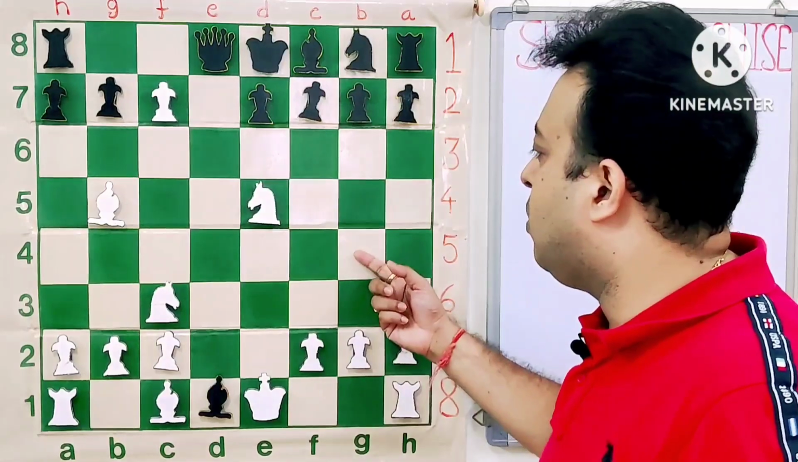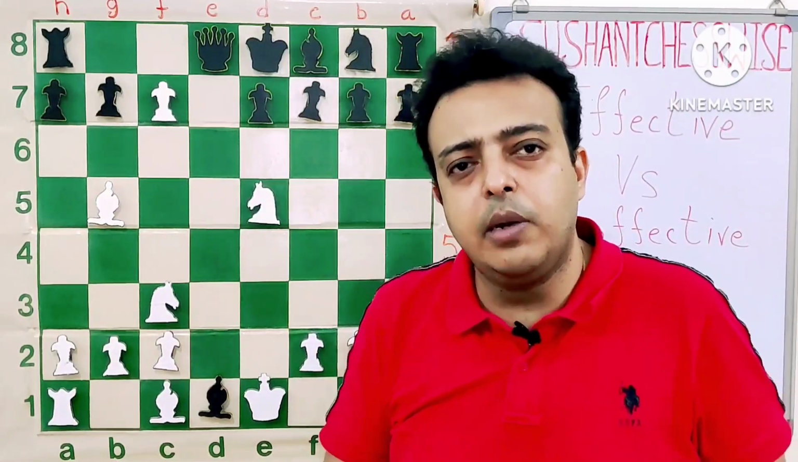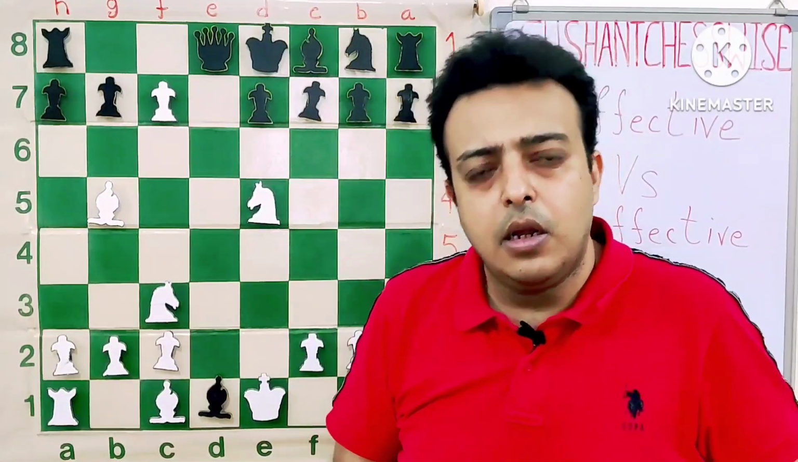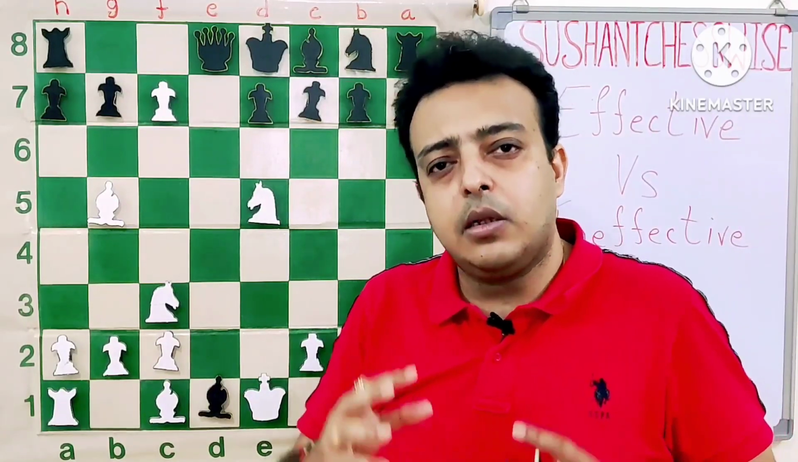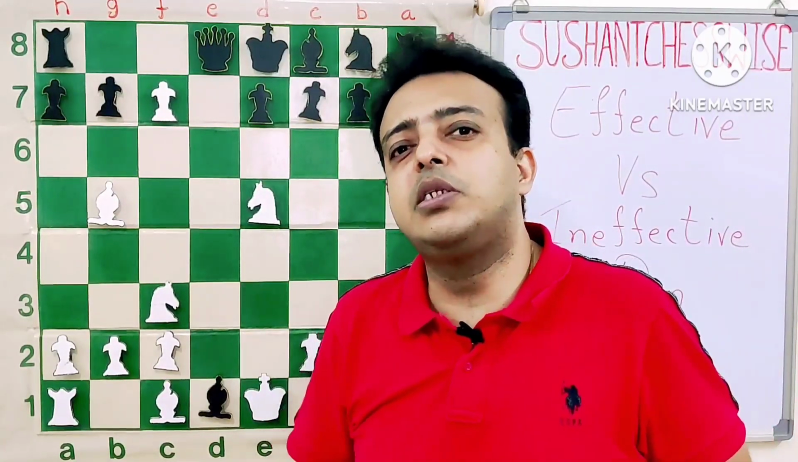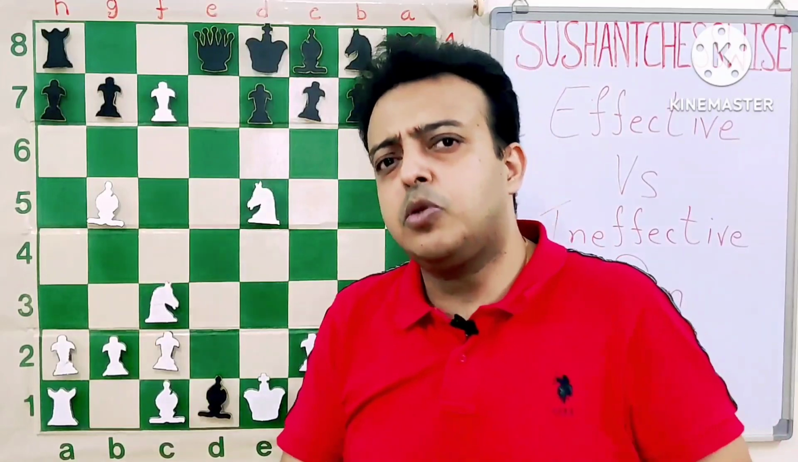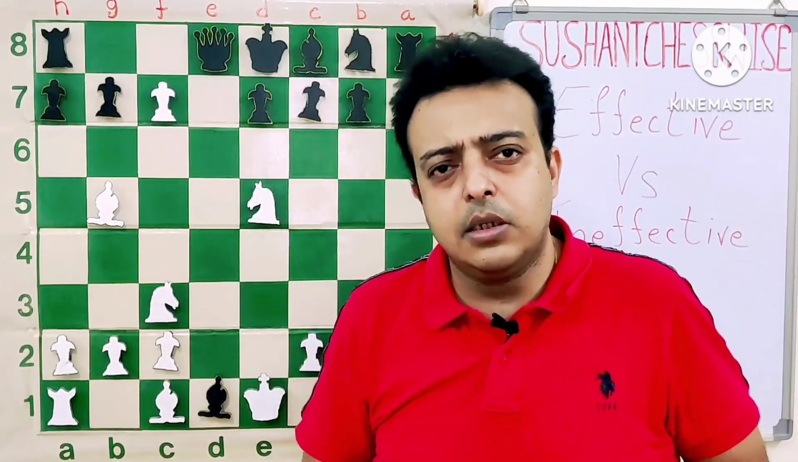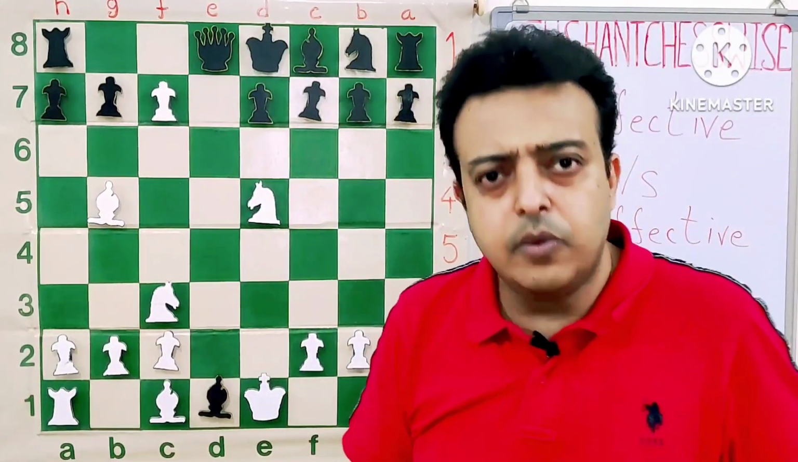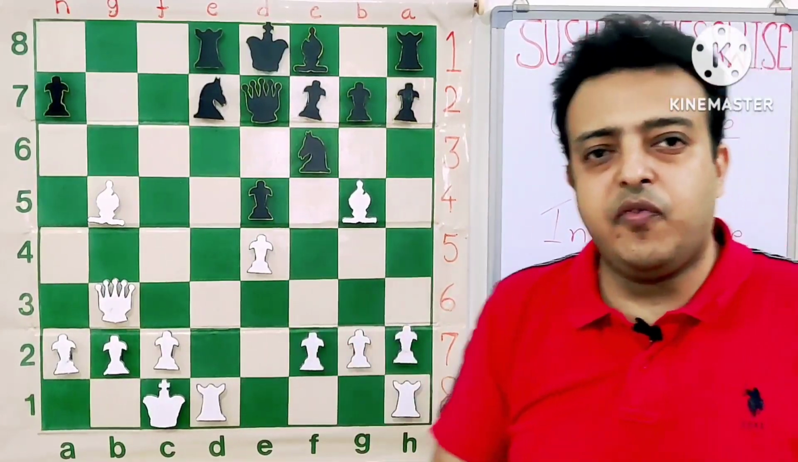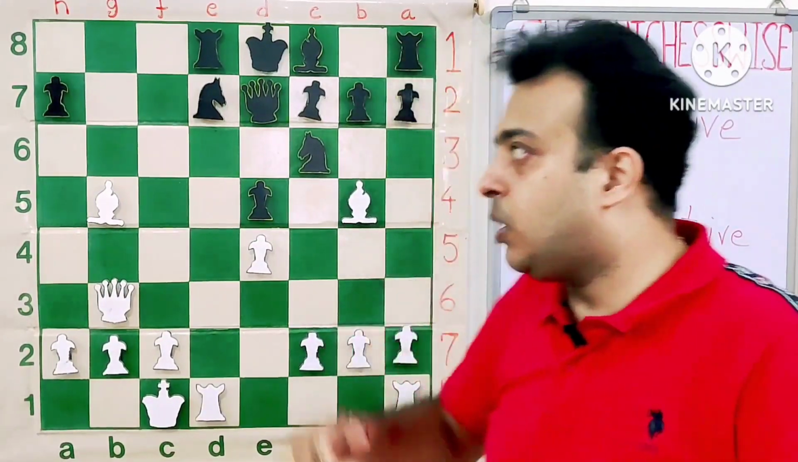So we saw how the move Bg4 is ineffective in many cases. Now we will look at two examples of the effectiveness of the pin. We will see how the pin by bishops can be very dangerous, and we will conclude the lesson with that. So we have the first position of the effectiveness of the pin here.